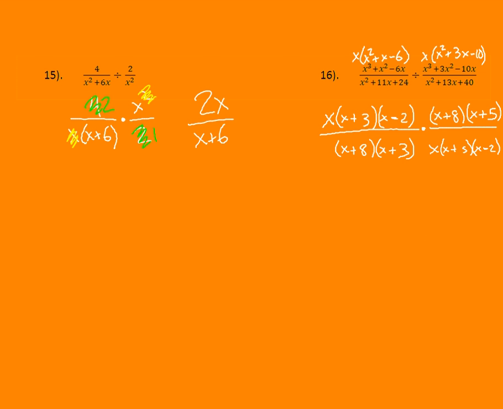So now, to see what cancels out, I have an X on the top and the bottom, so they go away. I have an X plus 3 on the top and the bottom, they go away. I have an X plus 8 on top and bottom, so they go away. The X minus 2s on the top and bottom go away. And then the X plus 5s on the top and bottom go away. So everything goes away, so my only answer is just 1. My answer to this one is just a resounding 1. And yes, you will see one just like that tomorrow on your test.